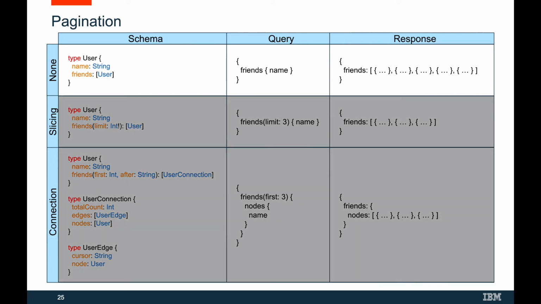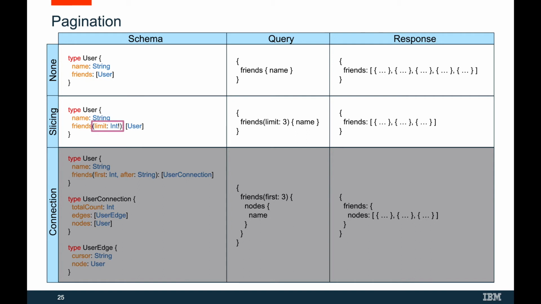If no pagination is being used, then a list field can return any number of objects. In this case, you can see that the friends field returns 5 users. The slicing pattern uses what are known as limit arguments to bound the sizes of lists. As you can see here, the limit argument forces the friends field to return at most 3 user objects.